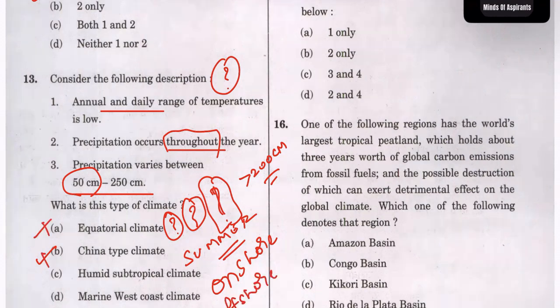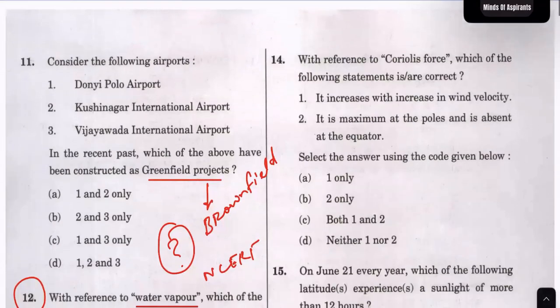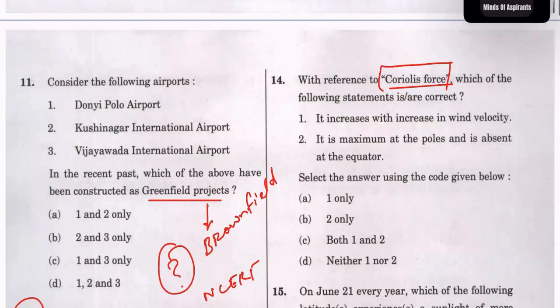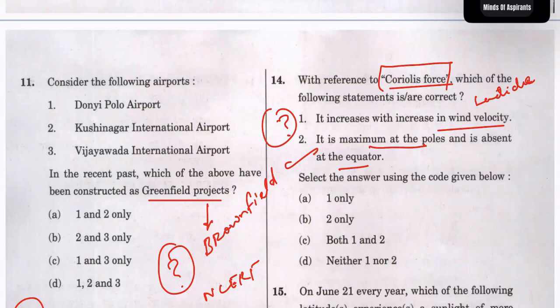This is not true. Humid subtropical climate, whether we have this kind of rainfall is a question mark. So I will go for marine climate. That is the answer for this. Next, Coriolis force. This is again NCERT. See how many times they have repeated it. It increases, but this was actually tough for me. This I know: it is maximum at the poles, absent at the equator. This is correct, but I am not sure about this. In NCERT, it is given as latitude. With latitude it increases or decreases, but they are giving us wind velocity. I will keep this aside.